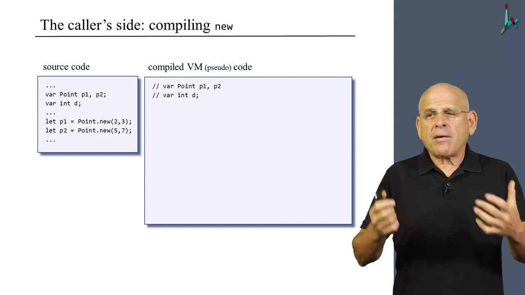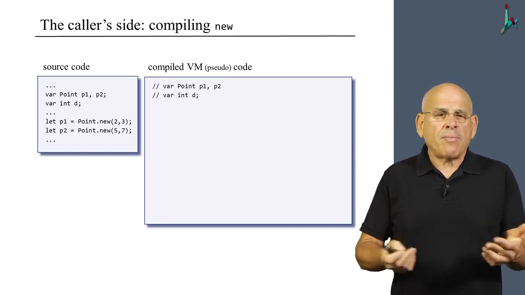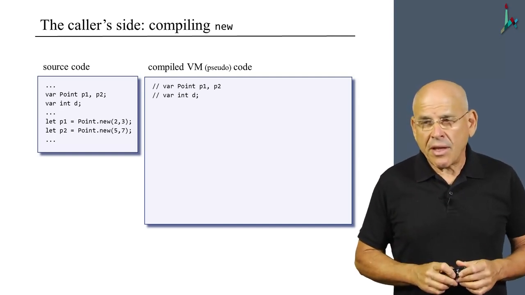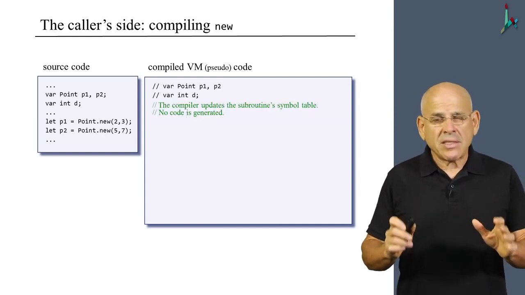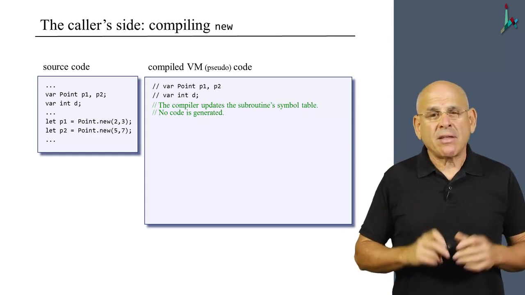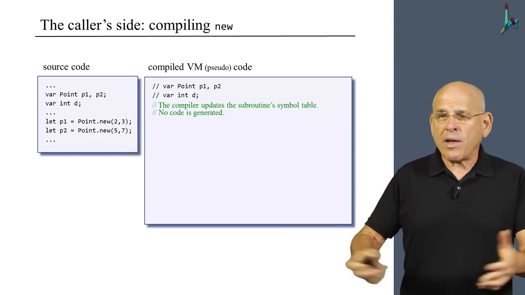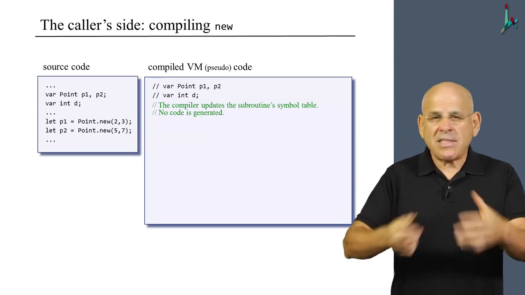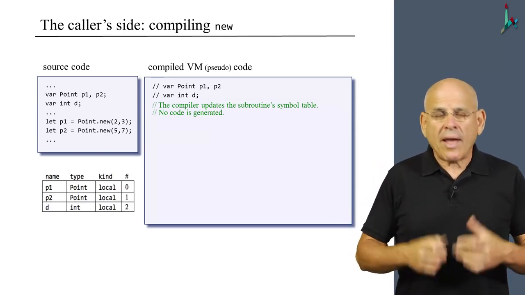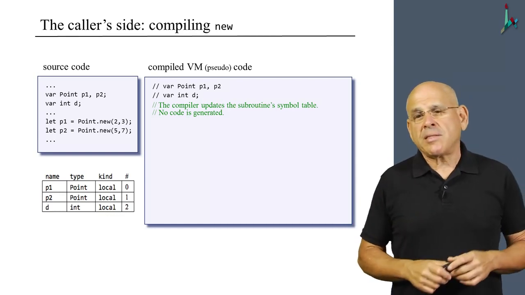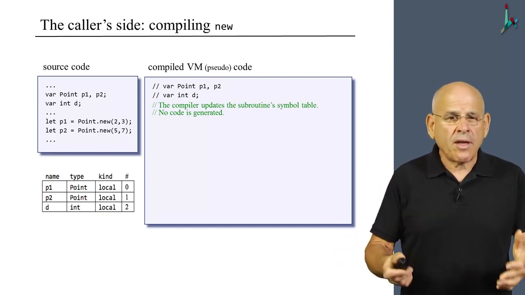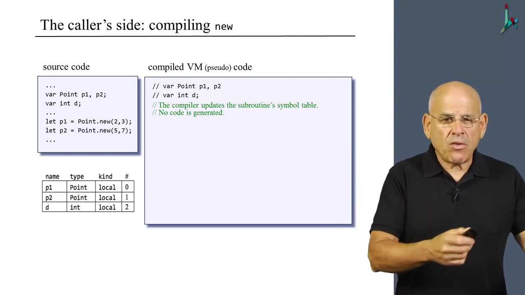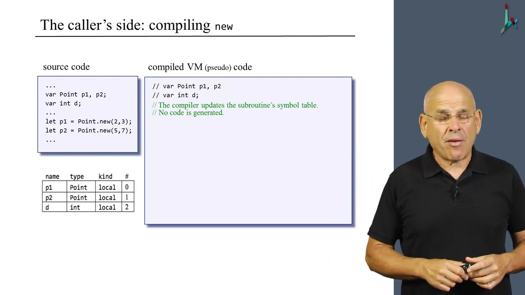Whenever the compiler encounters a variable declaration, it generates no code whatsoever. The only thing that the compiler does is it updates the relevant symbol table. And because we are now compiling code that resides in a certain subroutine, we'll end up updating the symbol table of this subroutine and recording that what we have here are the two point variables P1 and P2, as well as one primitive variable D.